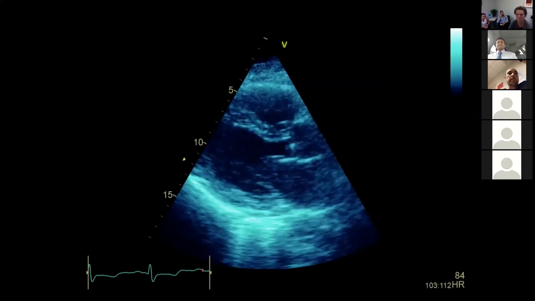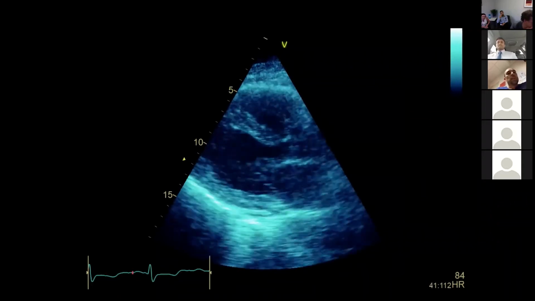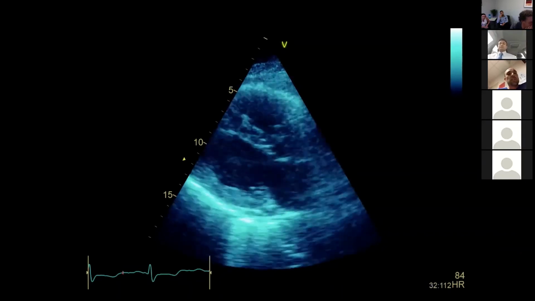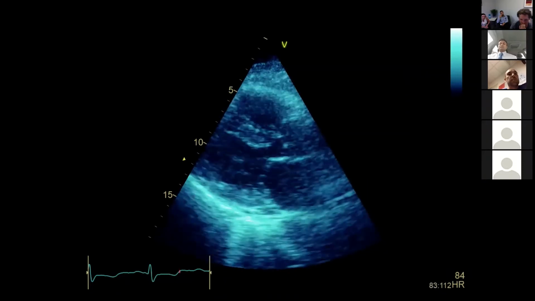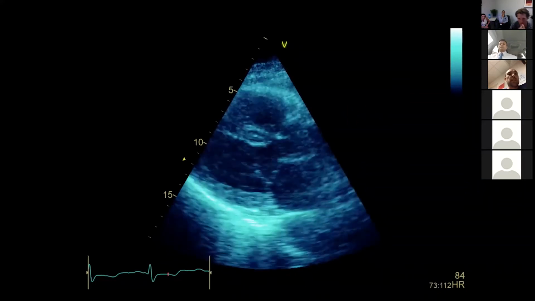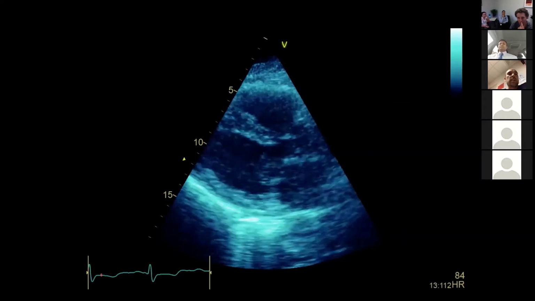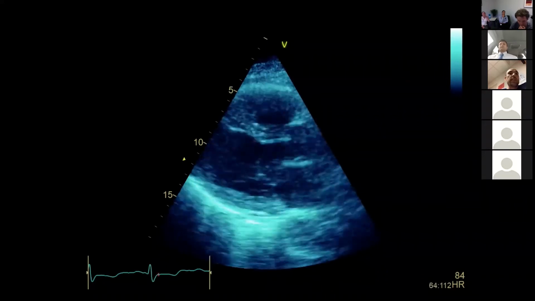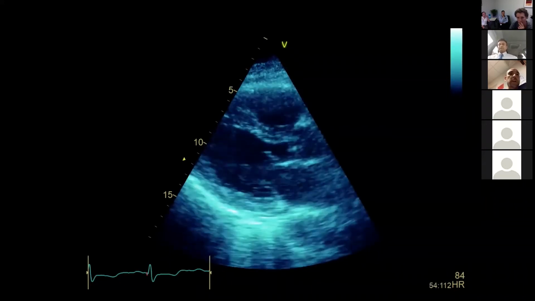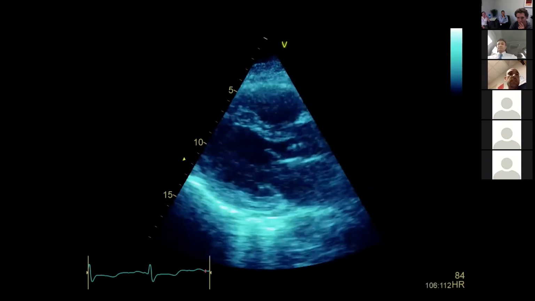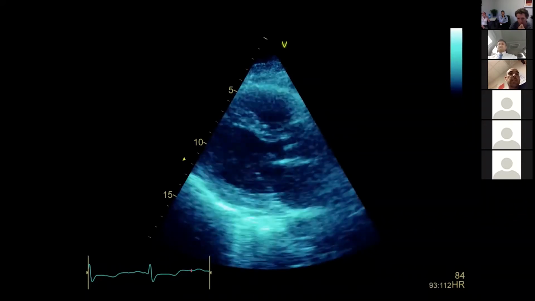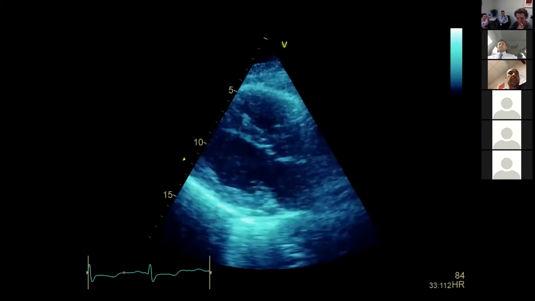Tell me how well this comes through. Yeah, it's okay, I think. So it looks like the LV function is globally moderately impaired. Left atrial size is enlarged. The RV function looks like it's okay, but I'd like to see that in another view. The mitral valve is indistinct and difficult to appreciate, but seems to have excessive motion, particularly of the anterior mitral valve leaflet. I can't say much more of that.